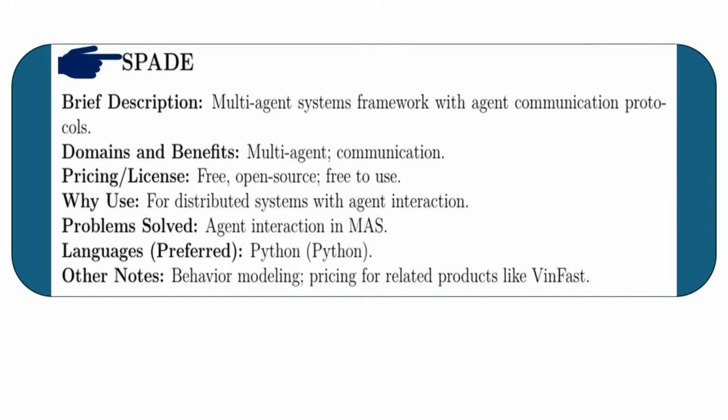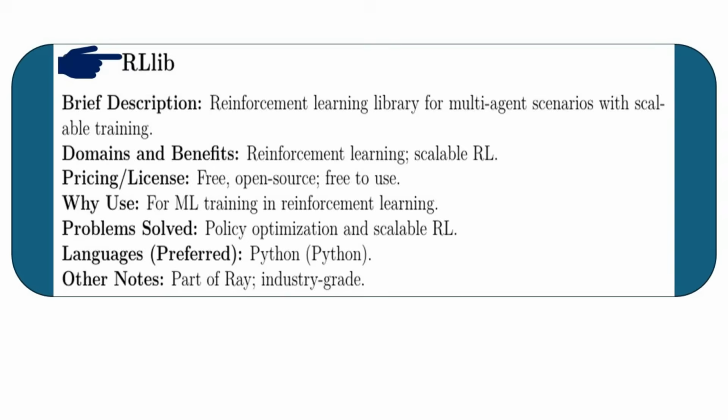SPADE: multi-agent systems framework with agent communication protocols. Multi-agent is the domain area, and the benefit is communication. It is free, open source, free to use. For distributed systems with agent interaction is generally the area to use. Problem solved: agent interaction in MAS. Python is preferred. Behavior modeling. Pricing for related products like WinFast.